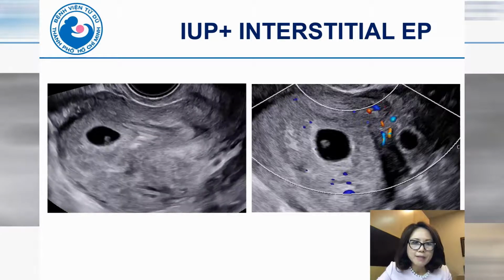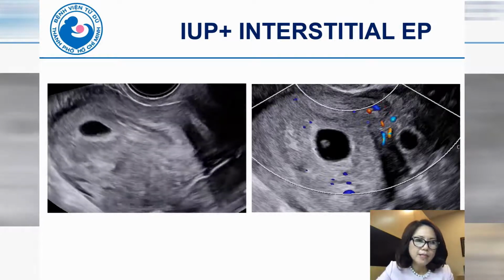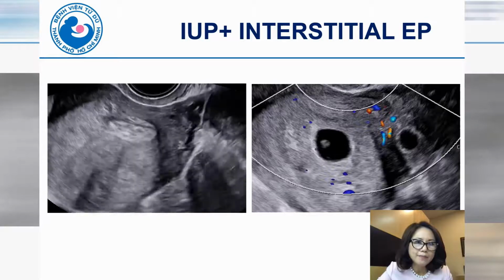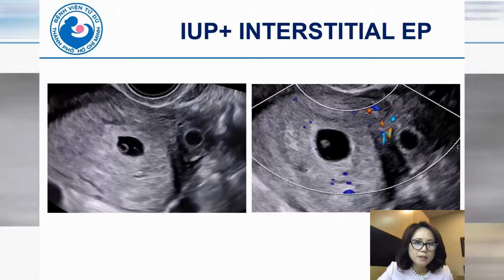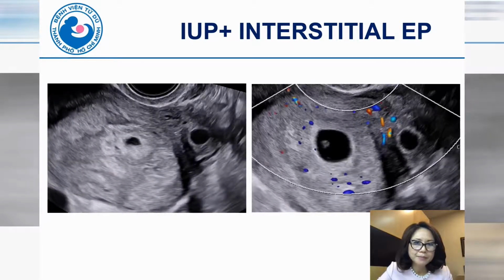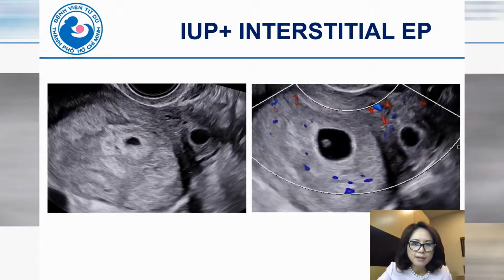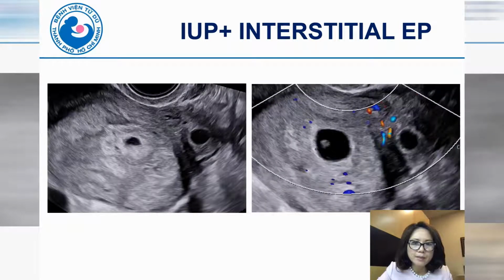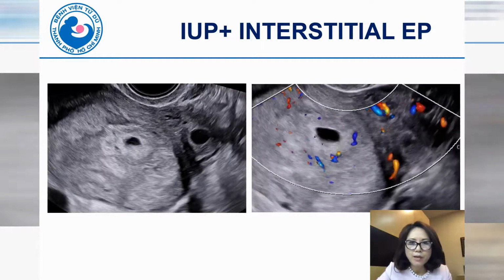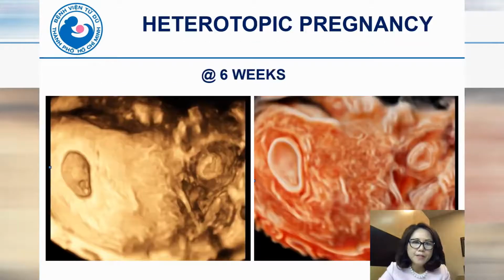This is a case of heterotopic pregnancy. You can see a GS in the cavity of the uterus with the yolk sac inside, and we also see another GS in the interstitial portion on the left side. And this is on the Doppler. You can see two GS, an intrauterine pregnancy and an interstitial ectopic pregnancy. And this is the 3D photo. You can see a normal GS, intrauterine pregnancy, and the interstitial ectopic pregnancy on the left side.